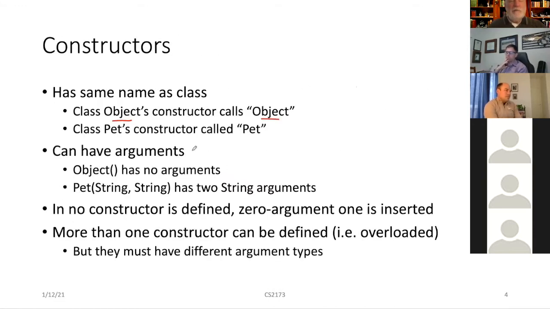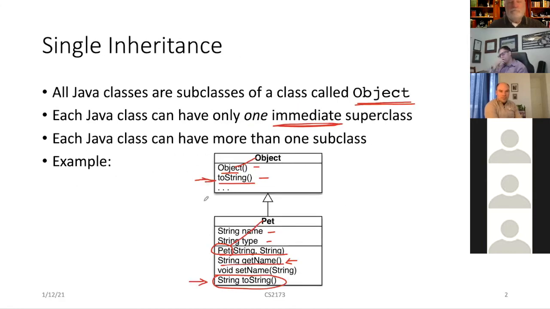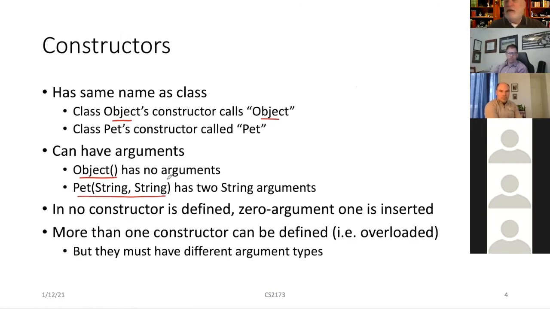Now, it can have arguments, just like any other method. So, for example, the Object constructor has no arguments. The Pet constructor has 2 arguments. It has 2 strings. And so when I instantiate a Pet, I have to give it 2 strings. Hopefully, based on how it's defined, one of those strings is going to be the name of the pet, and the other string is going to be the type: cat, dog, cockatoo, hippo, whatever.